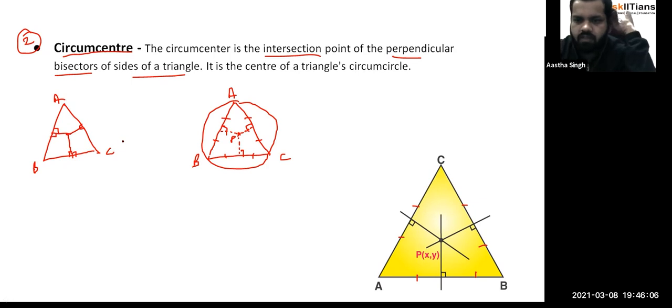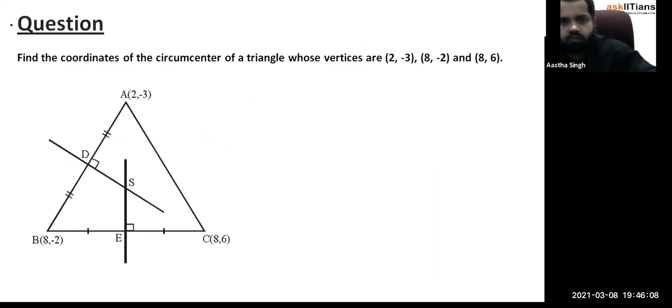So let me tell you how you find out the circumcenter. Find the coordinates of the circumcenter of a triangle whose vertices are given. A is (2, -3), B is (8, -2), and C is (8, 6). The coordinates of the vertices are given, so to find the circumcenter.